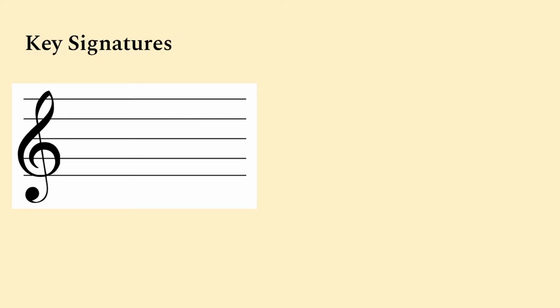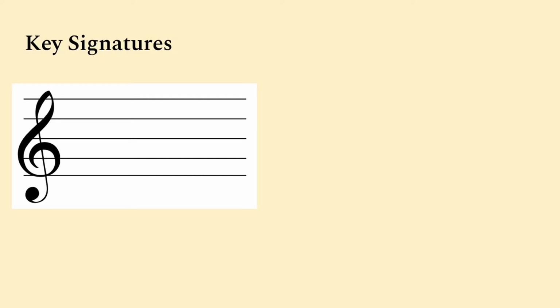So for example, a piece of music in the key of C major will primarily use notes from the C major scale, which are C, D, E, F, G, A, B. A piece in the key of G minor will mainly use the notes from the G minor scale, which are G, A, B flat, C, D, E flat, and F.